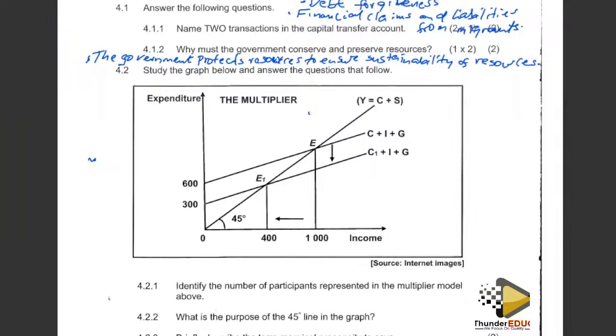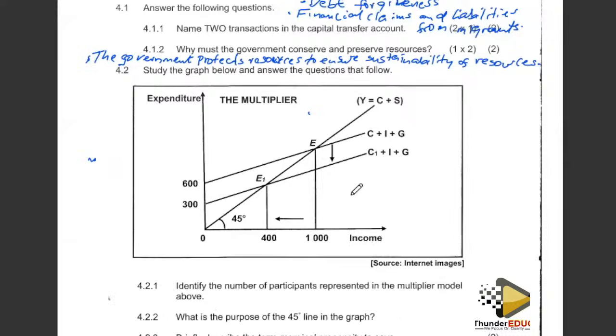4.2 reads as follows: study the graph below and answer the questions that follow. This is a multiplier, and you should know what it is. In simple terms, the multiplier refers to changes in national income brought by a change in leakages as well as injections. You should be able to know the meaning of all of these curves as well as the axes given. In most cases, when dealing with the multiplier, on the y-axis we are given income and on the x-axis expenditure.